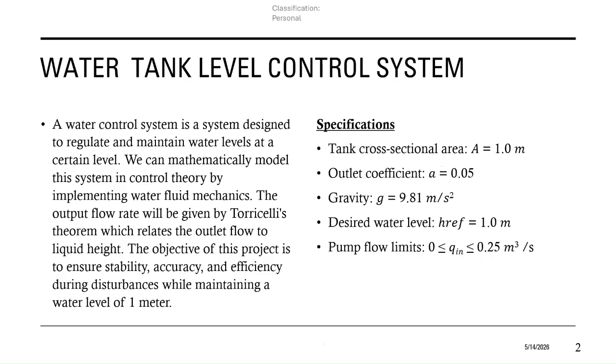This is my automatic control project, and it's going to be in regards to the water tank level control system. A water control system is a system designed to regulate and maintain water levels at a certain level. We can mathematically model this system in control theory by implementing water fluid mechanics. So essentially, what this is saying is that if I were to have a storage tank and the height were to equal 1, the control system's job would be to keep this at 1.